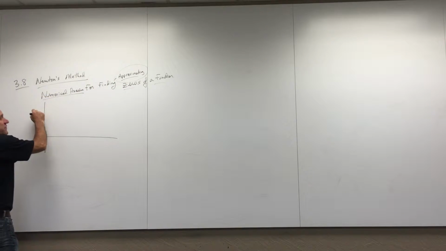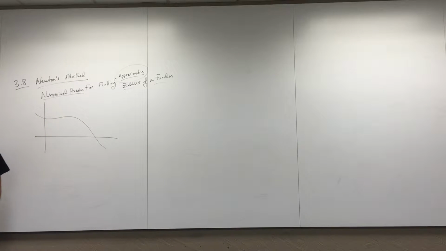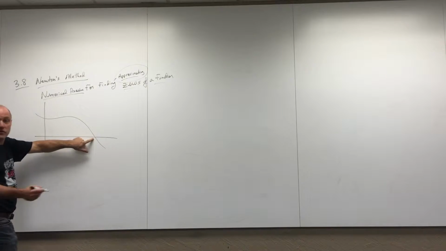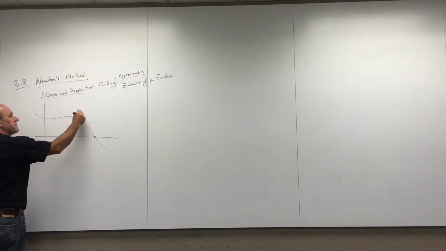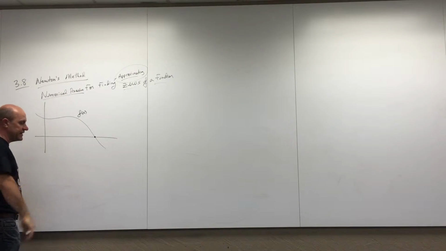Here's the concept. If you have some function, by the way, another word for the zeros of a function is where it crosses the x-axis, or the x-intercepts. That's the zeros of a function. So I'm trying to find this zero of this function. So here's the game. Here's Newton's method game. I'm sort of deriving this for you. I'm explaining this to you.